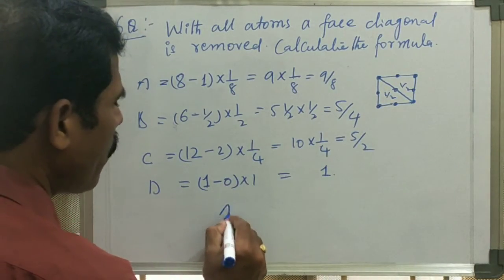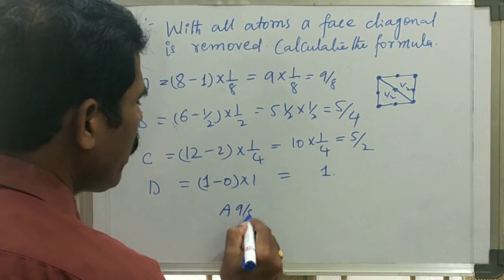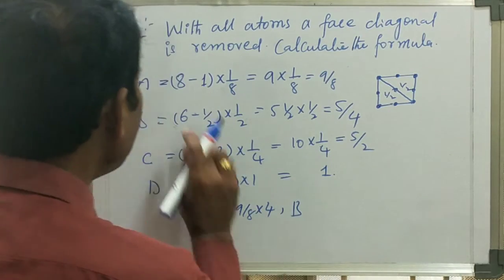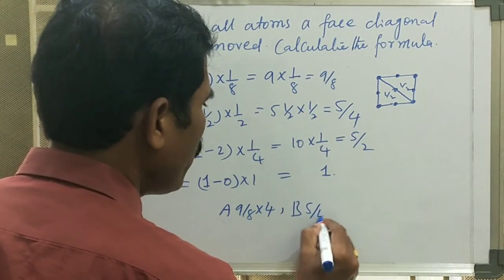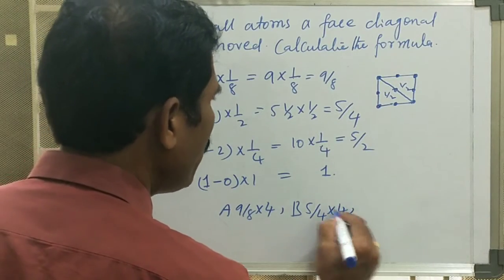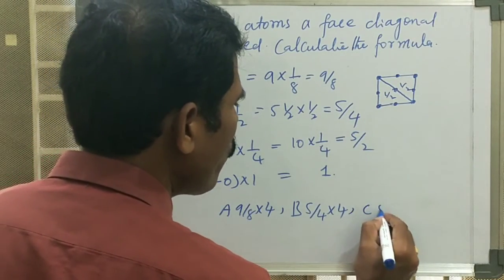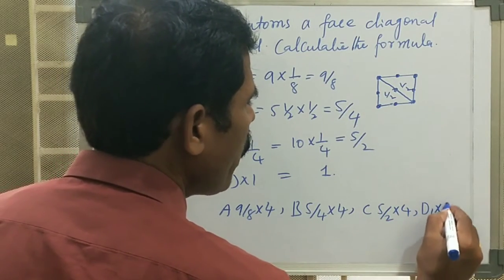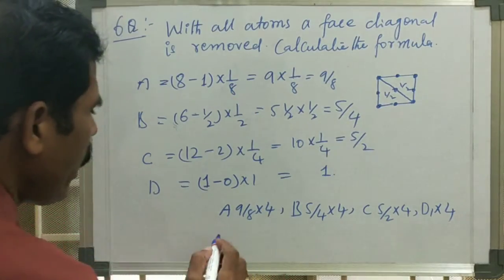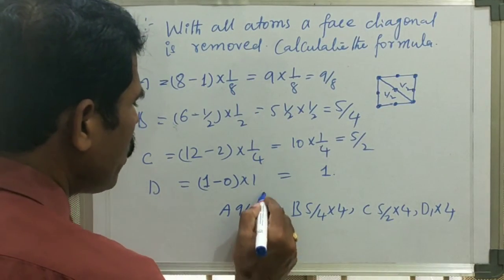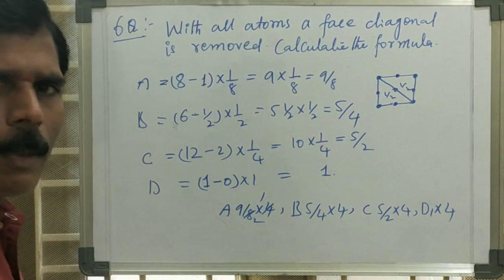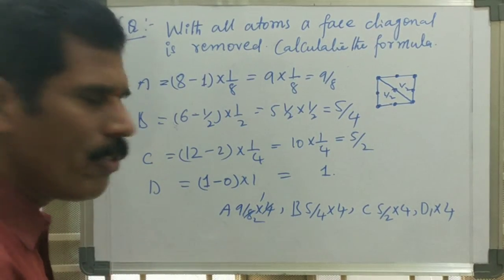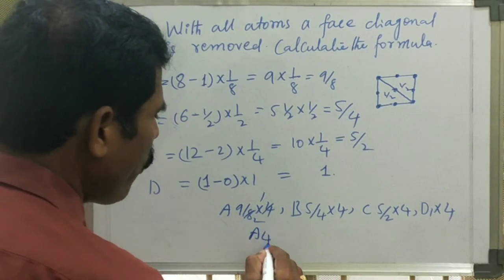Then go for the formula. A, 9 by 8 into 4. Right? So then B, here 5 by 4 multiplied by the 4. Then go for C. Here also 5 by 2 multiplied with 4. Then D, 1 multiplied with the 4. So directly here approximately this 1 and 2. So 9 by 2, approximately how much? 3.5. So a 3.5 round figure is 4. So that is A4.